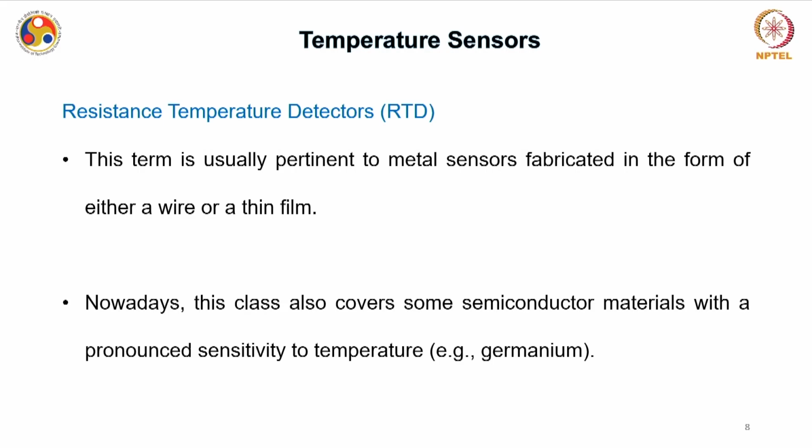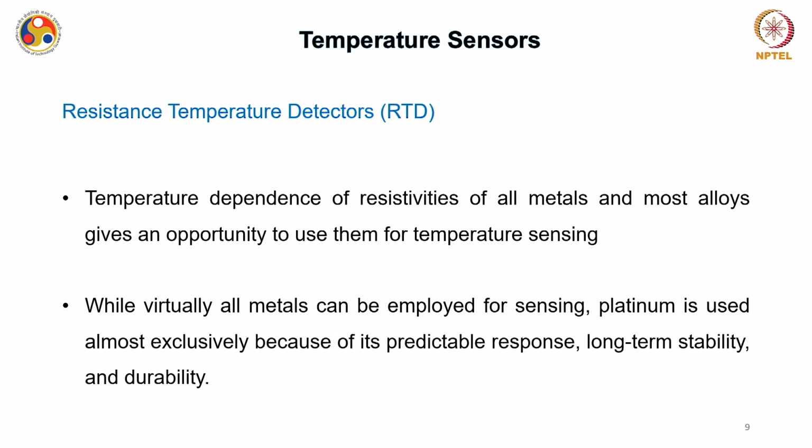Nowadays, this class of temperature sensors also covers some semiconducting materials with pronounced sensitivity to temperature variation, like devices based on silicon, germanium, and so on. As I have mentioned, you can obtain wire-based devices as well as thin film devices, and both have their own applications. The temperature dependence of the resistivities of all metals and most alloys gives you the opportunity to use these metallic materials or alloys in temperature sensing.